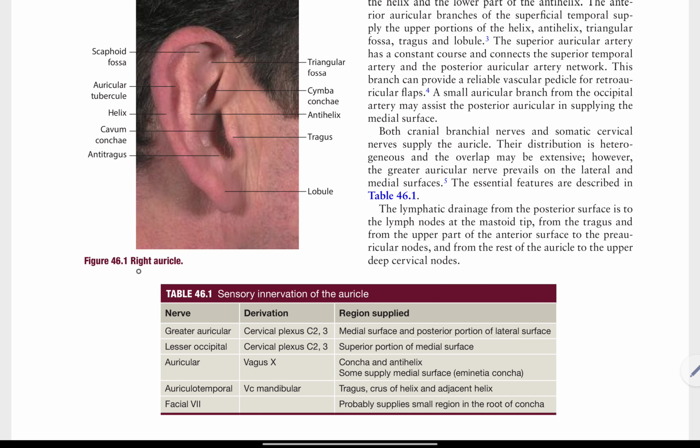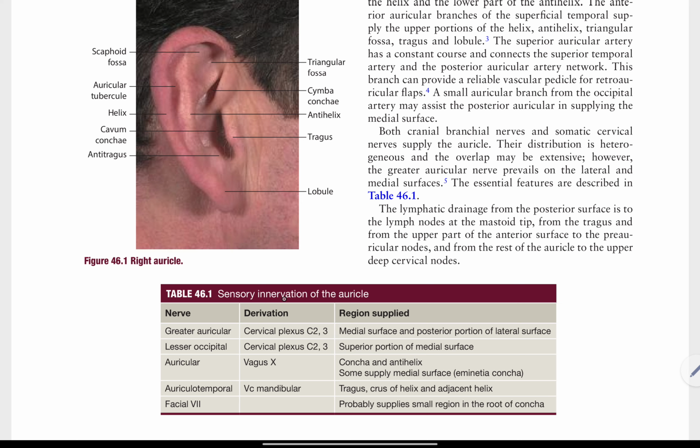Figure 46.1, right auricle. This is the scaphoid fossa, auricular tubercle, helix, cavum conchae, antitragus, tragus, lobule, antihelix, cymba conchae, triangular fossa.